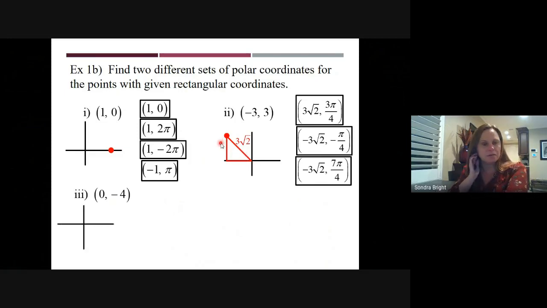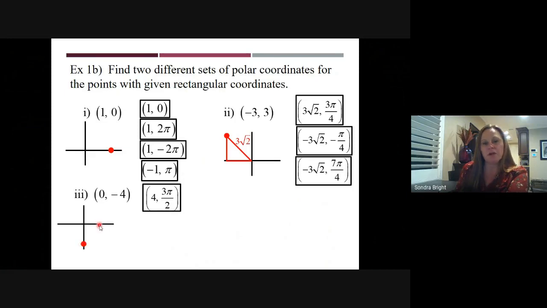That works also. 0, negative 4. Remember, that's your x, that's your y down there. Well, that's an r is 4, and your angle is, you could do 3 pi over 2. You could do negative pi over 2. Let's see which one I did first. I did the 3 pi over 2. All right, so going counterclockwise, that would be 3 pi over 2 with an r of 4.